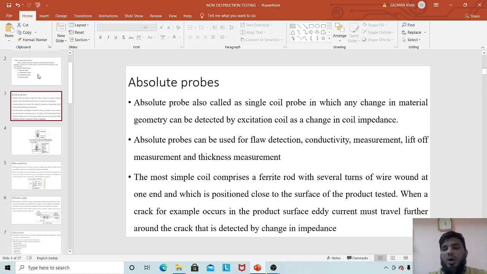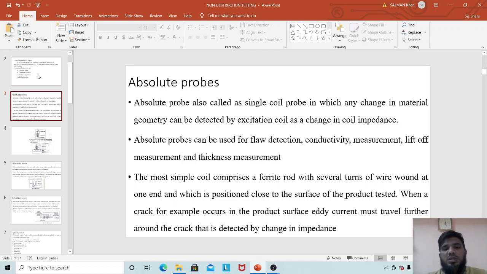Conductivity measurement tells how conductive the material is. Lift off is to what extent the probe should be allowed to come close to the surface. Already you have seen skin effect and lift off. Skin effect is to what depth the probe can be used to identify the cracks. Similarly, lift off is to what closeness we should bring the probe so that the material gets easily magnetized.